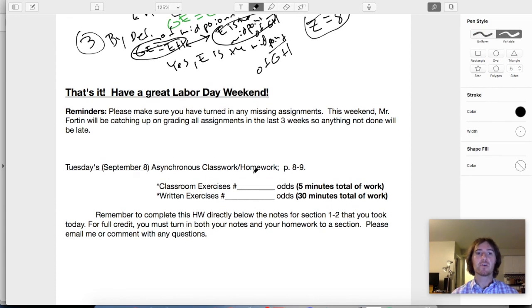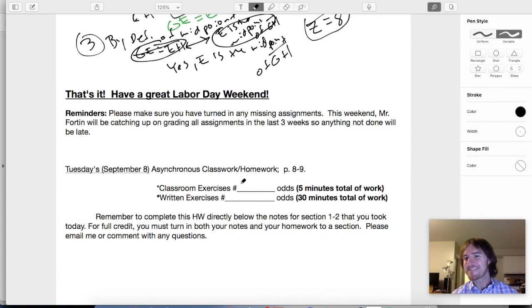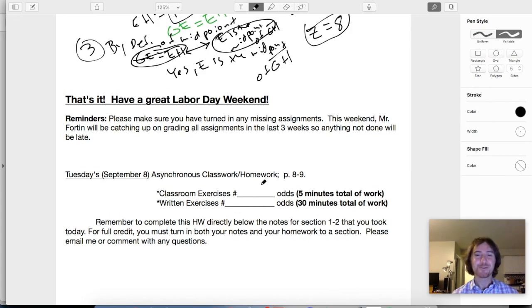Okay, Tuesday's homework, asynchronous classwork homework, pages 8 and 9. I'm just giving you a heads up on this. I'm not going to often do this. You're going to watch the lecture, take your notes. But hey, if you really want to get started here, you're going to do numbers 1 through 19 odds. And that's on page 8, I believe. Oops, it should have been 9. 1 through 19 odds, and that's the classroom exercises, page 9.